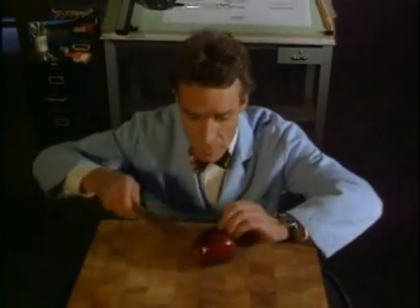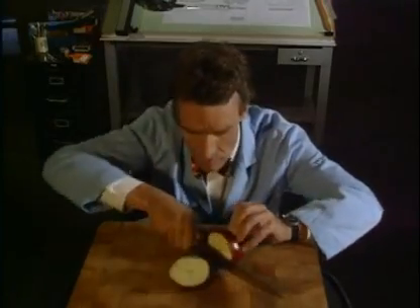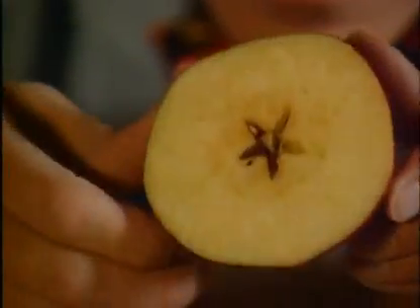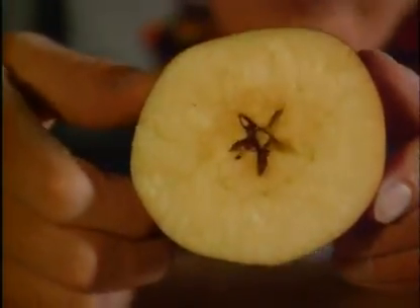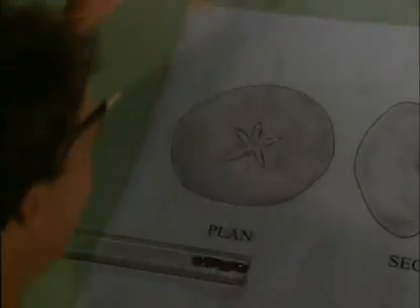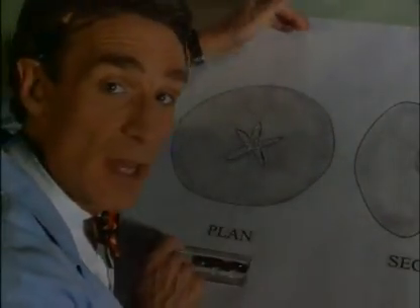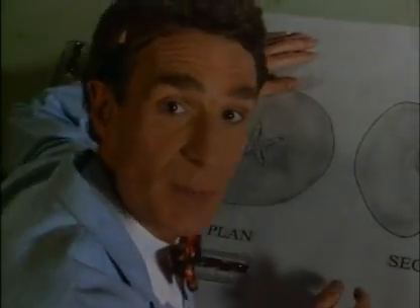Now, that's not the only way we can see the inside of the apple. We could cut it this way. Now we look at the apple straight on again. Not like this, but like this. And the picture is right here. Now, architects use all three of these pictures.